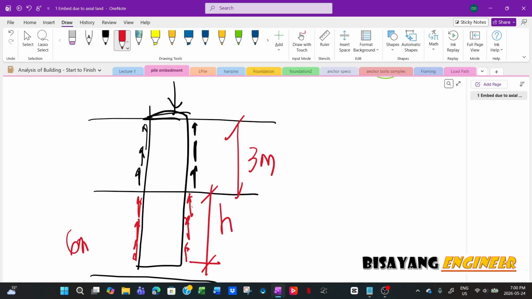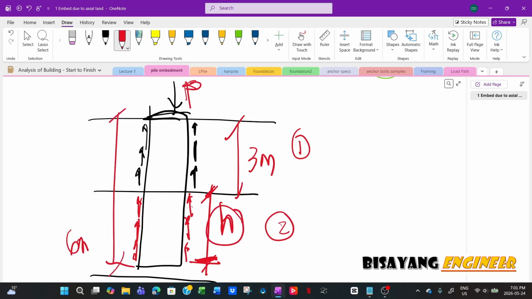Now, all you have to do is just divide. If this is load P, then your capacity would be the capacity of this layer 1, and then the capacity of layer 2, which is with respect to H. But this is known, so the only unknown is H. Then you will get your total pile embedment. So that is if it is pure axial compression or uplift. If it's uplift, then it will be the opposite.